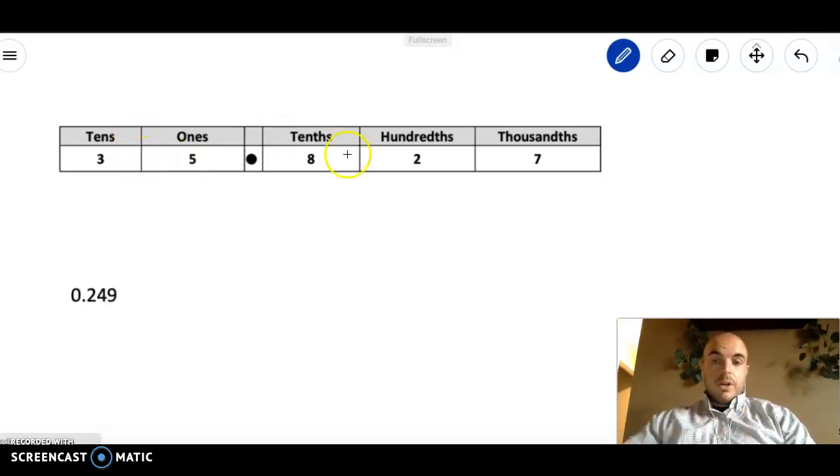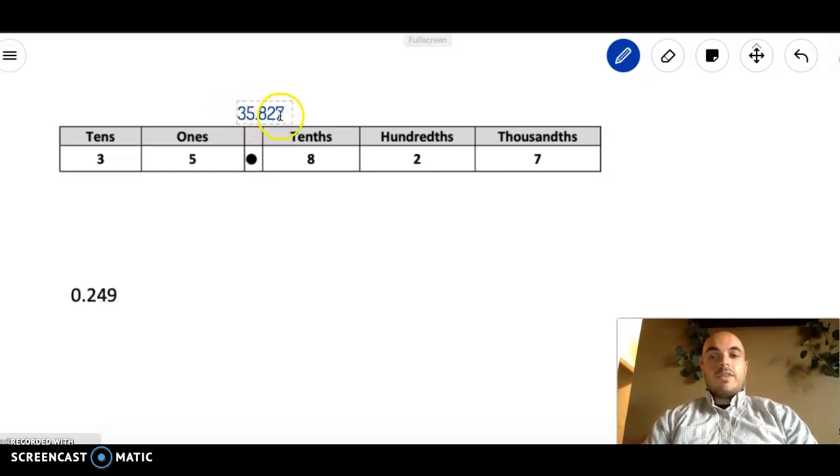So I have this number here pulled out into the place value chart. And very simply, this number is 35.827. Or you could say I have 35 and 827 thousandths. So notice that I am going off of the largest place value that I have here, which is thousandths. I'm not calling it 827 tenths. I'm going off the largest place value here.